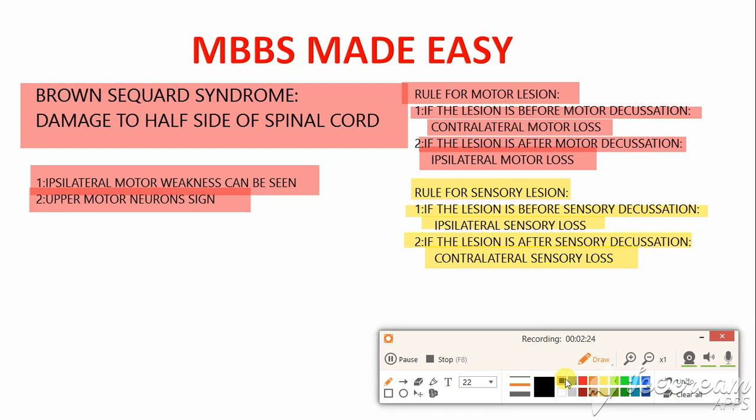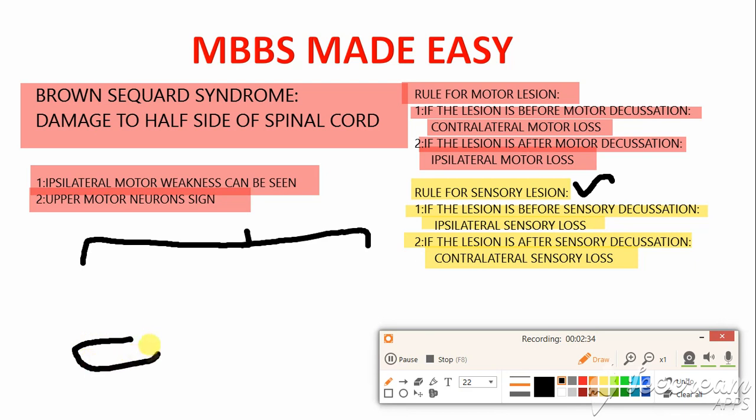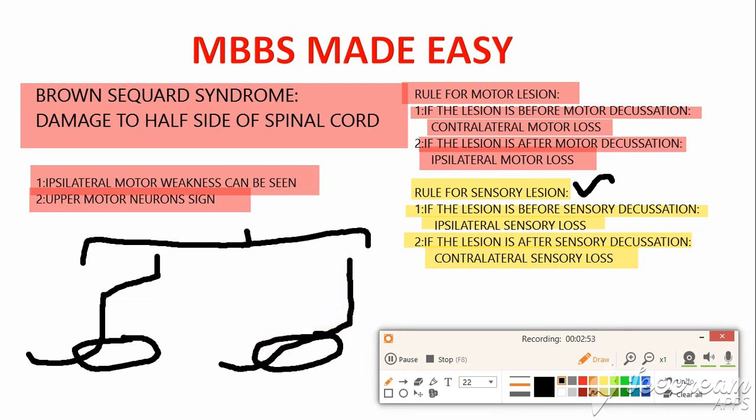Now I am going to explain the rule for sensory lesion. Basically, we have two types of sensory pathway. The first is the dorsal column pathway. I am drawing a spinal cord here. The dorsal column pathway goes up from the spinal cord, but it decussates at the level of the brain stem, and then ascends upward. But there is another pathway, which is called the lateral spinothalamic tract. It moves from the spinal cord, decussates at the level of the spinal cord, then moves upward.